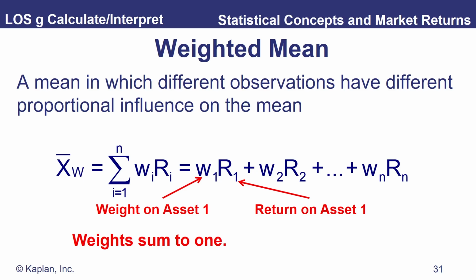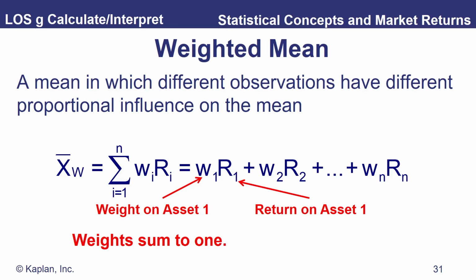So in other words, if asset 1 is 20% of my portfolio, I'm going to take 20% of its return. If asset 2 is 30% of my portfolio, I'll take 30% of its mean return, its expected return. Now, key point is our weights will sum to 1. In other words, 100%, which represents the full portfolio here.